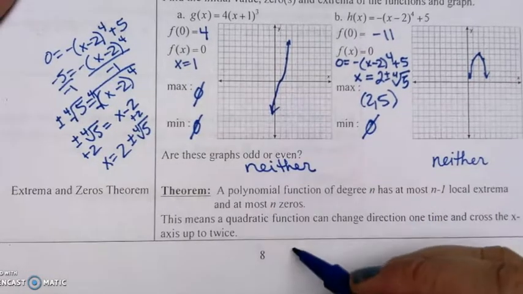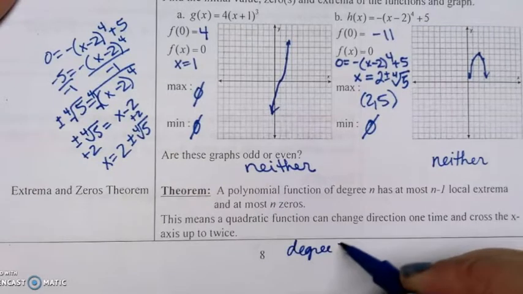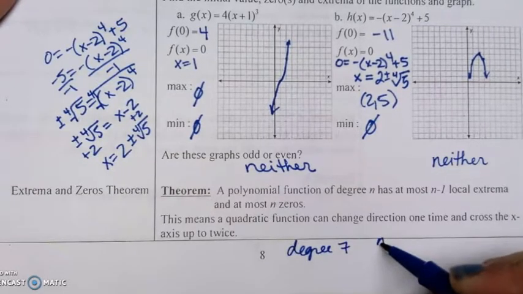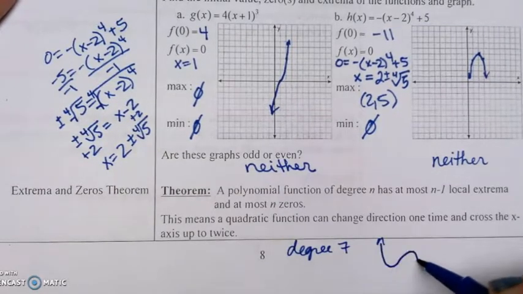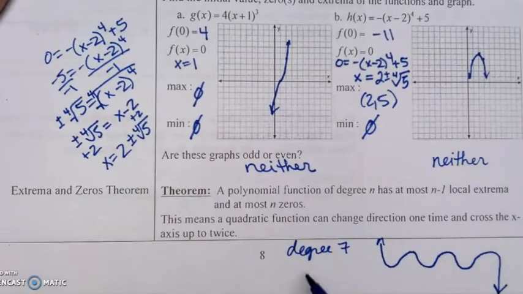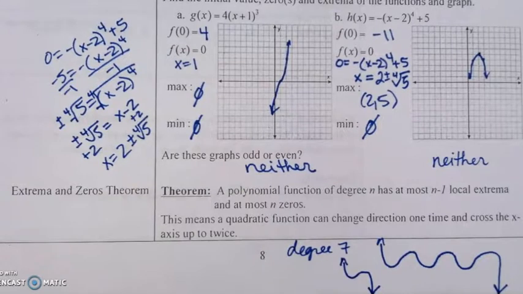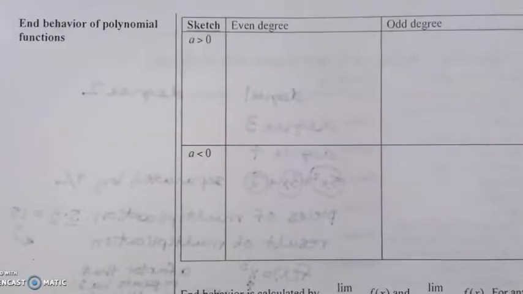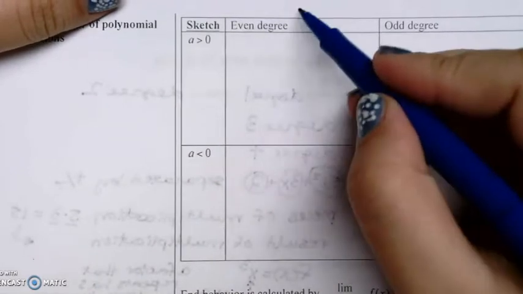And what that means is, let's say I have degree 7, it starts one way, it switches 1, 2, 3, 4, 5, 6 times at most. Okay, it could have only 2 switches, it could have 3 switches or 4 switches, but it has to have at most 6 switches.